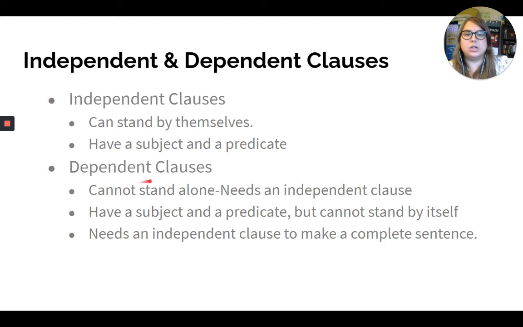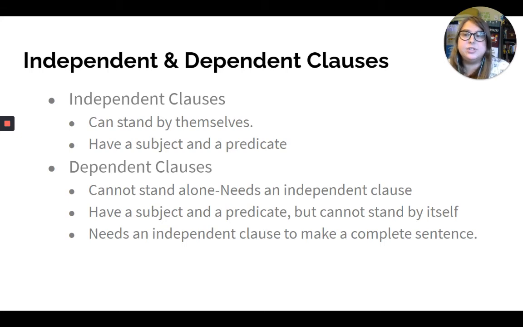If we apply that to clauses, we are going to say that a dependent clause cannot stand alone, which means that it needs an independent clause. It needs to be hooked up with this independent idea. It will still have a subject and a predicate, but it will not stand by itself. So what that means is that I just can't say that part of the sentence alone. It needs the independent clause to help it make sense.